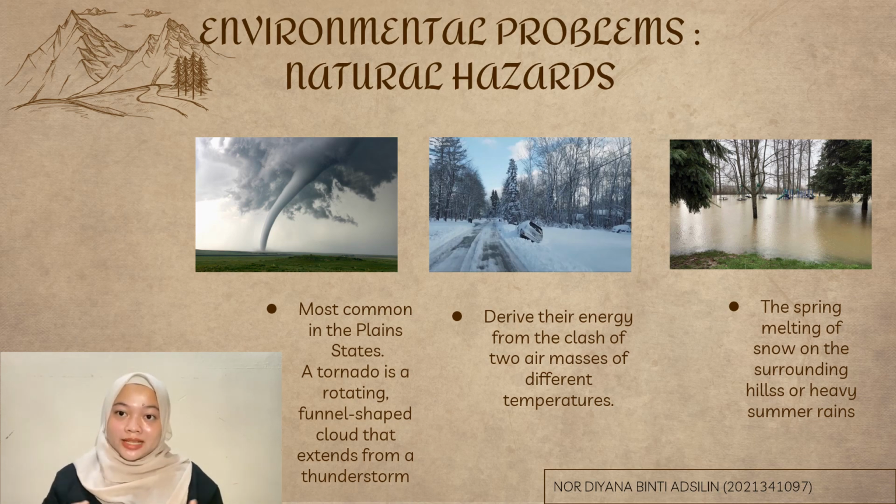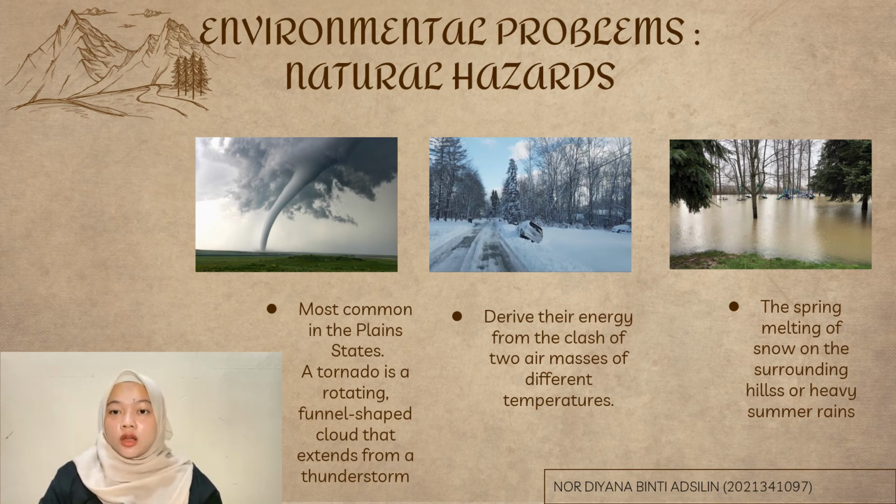Environmental problems, natural hazards. The first picture is about tornadoes. Tornadoes are most common in the plain states such as the Mississippi Valley and Florida, where the necessary climate ingredients are met to support their formation. A tornado is a rotating funnel-shaped cloud that extends from the thunderstorm to the ground with whirling wind that can reach 300 miles per hour.